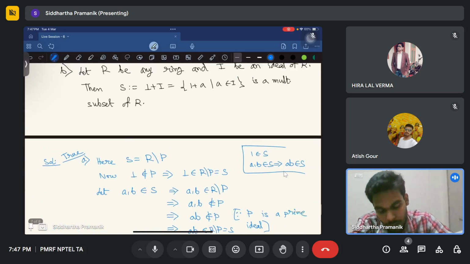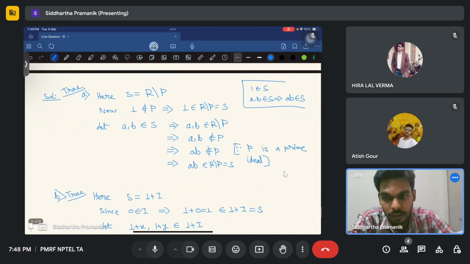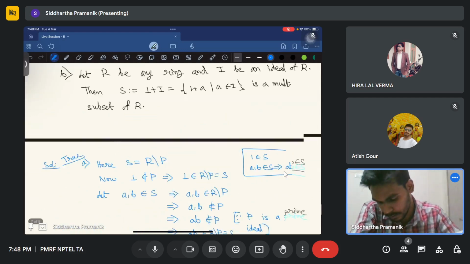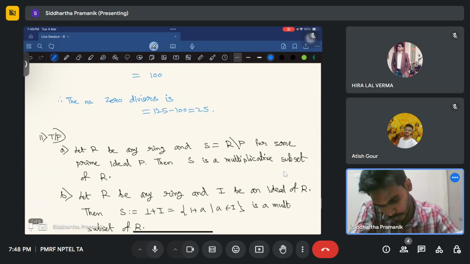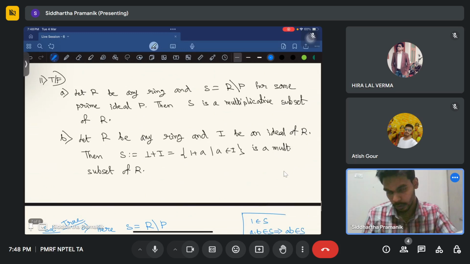So I hope this is not difficult actually. It follows from the definition. You just need to check the definitions. Okay, so I think it's fine. Okay. So do you have any other doubts?